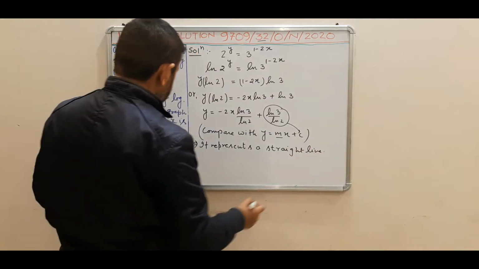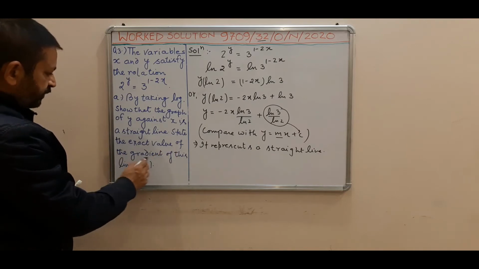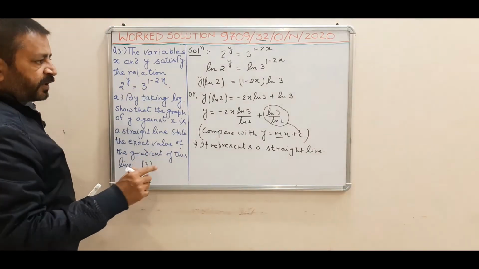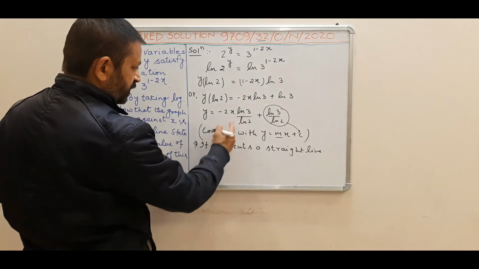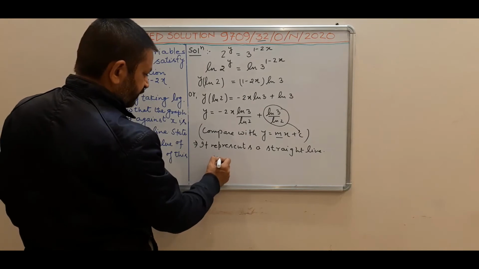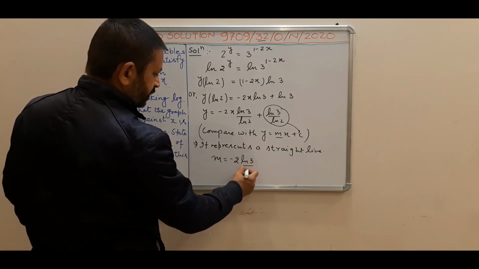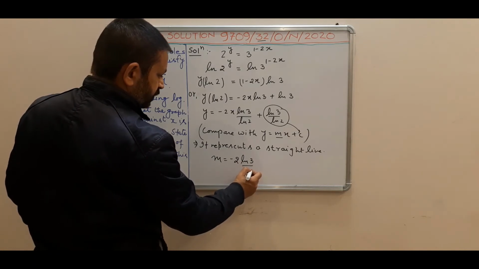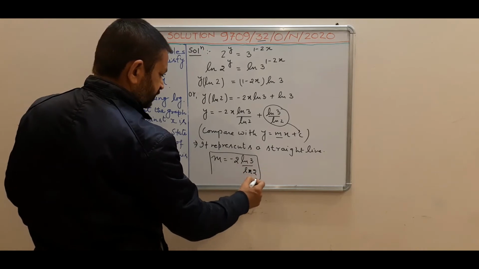Straight line. Now it says to find the exact value of the gradient of this line. Exact value means we will not find this value in decimals, it will remain in terms of ln only. So on comparing, we can find that m is equal to minus 2 times ln 3 upon ln 2. So this is the exact value of the gradient.